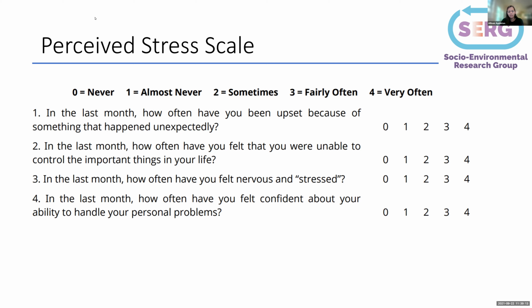It's a Likert scale based assessment, ranging from 0 to 4. And you can see this is asking about the last month, so a recent recall period. How often have you been upset because of something that happened to you unexpectedly? How often have you felt stressed? So it's a general measure of one's perceived stress.